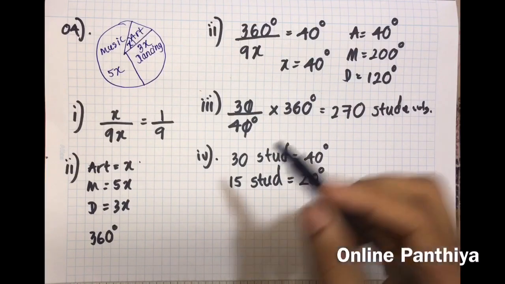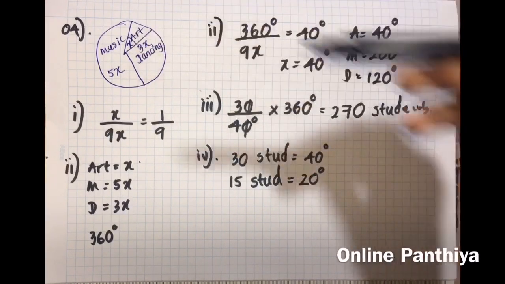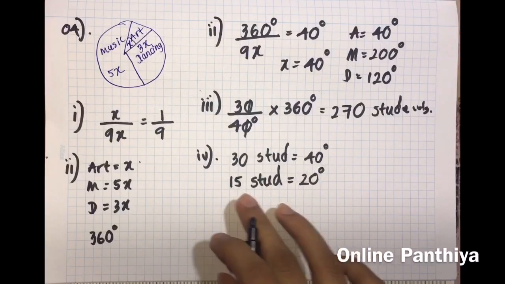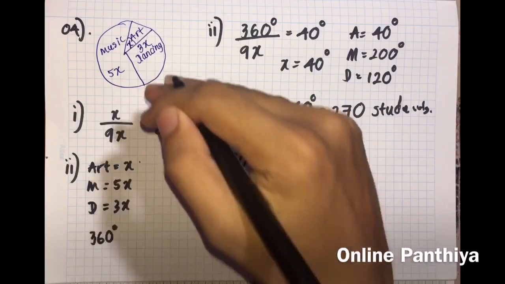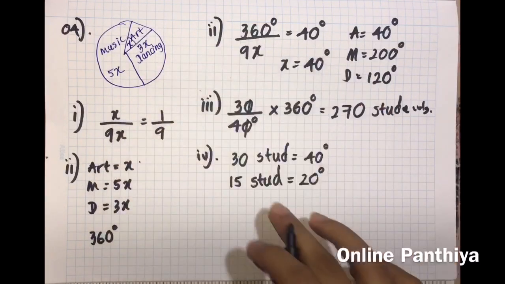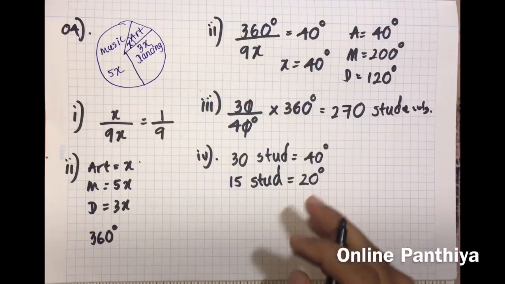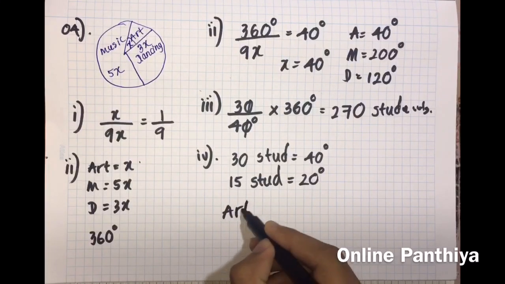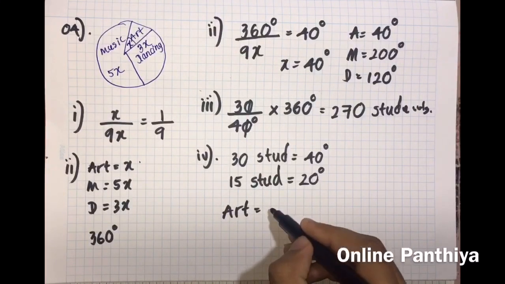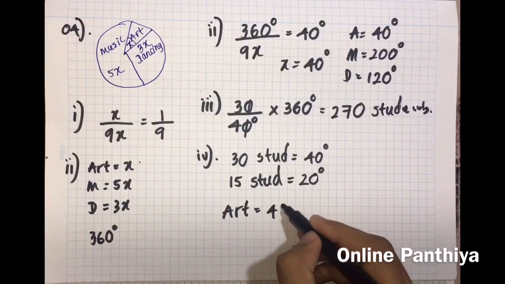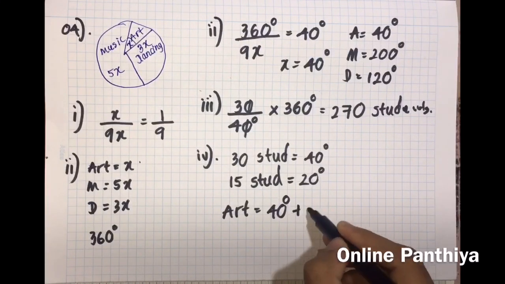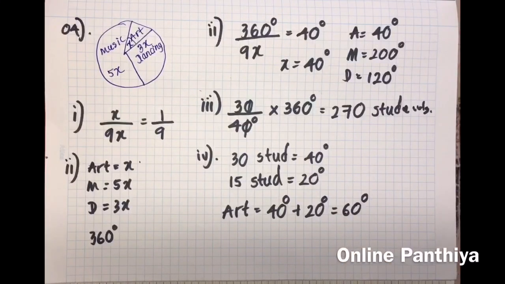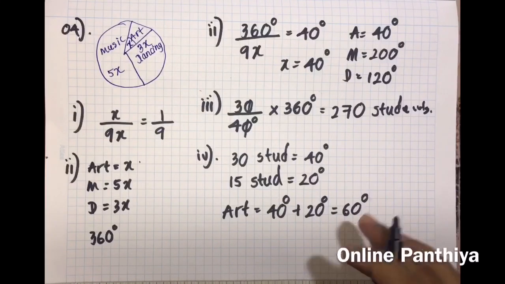Now what should you do? Earlier for art you had how much? Only 40 degrees. Now 15 students have come to art. So 15 students means 20 degrees. So how much should you add to art? For art you had 40 plus another 20, that is in total going to give you 60 degrees. That is the new angle for art.